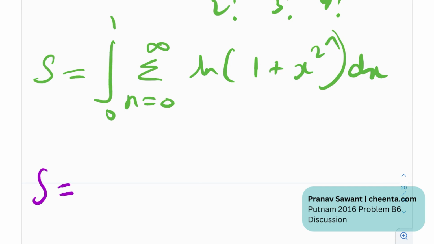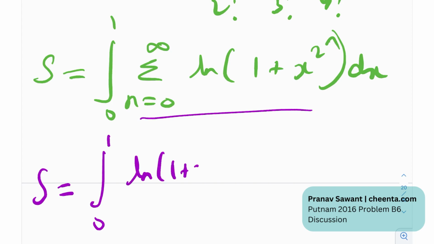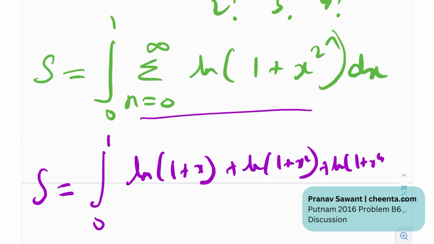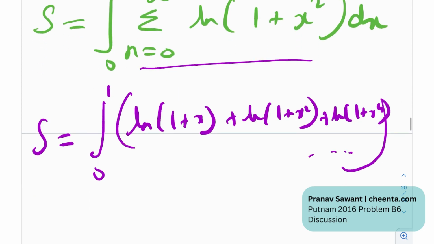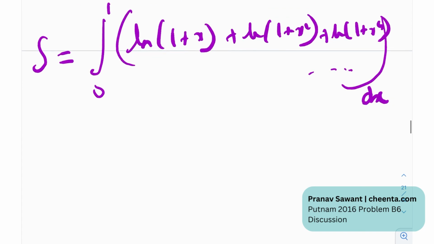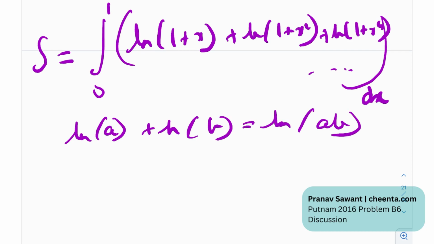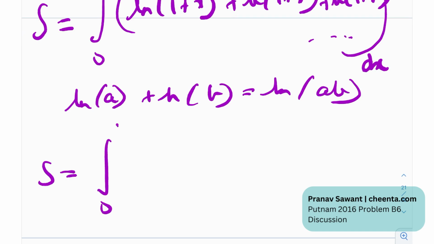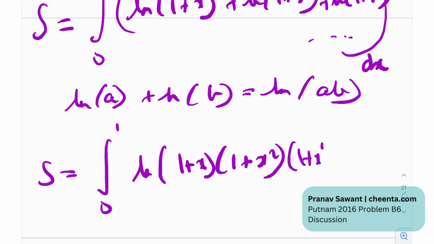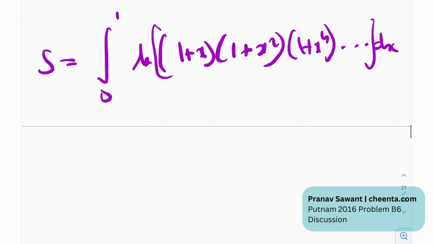You just open this sigma and start plugging in the values of n. You'll see that this is ln(1 plus x) plus ln(1 plus x squared) and so on, plus ln(1 plus x to the power 4), and this goes on, dx. There's a property of logs that ln a plus ln b is ln ab. Applying that, the sum is the integral from 0 to 1 of ln of (1 plus x) times (1 plus x squared) times (1 plus x to the power 4), and this goes all the way, dx.